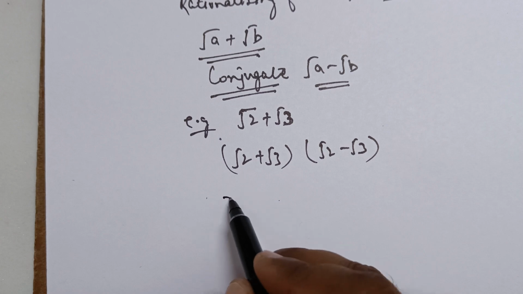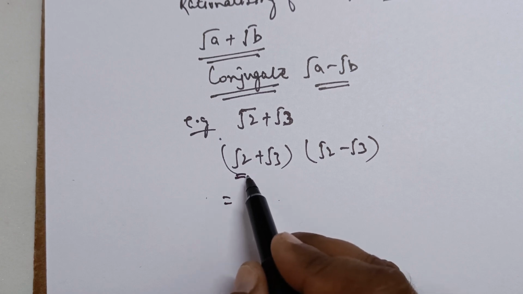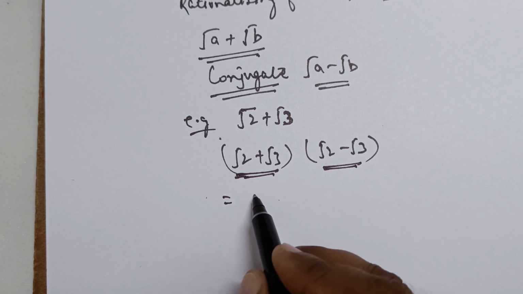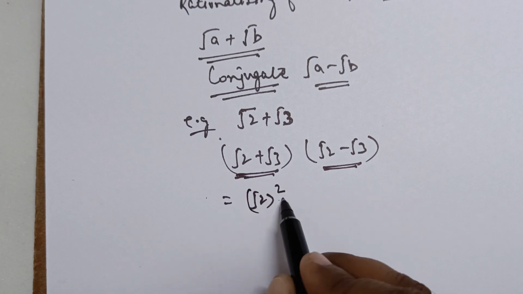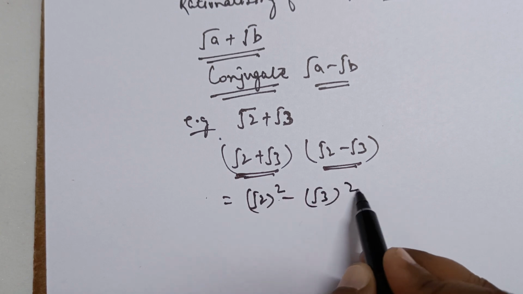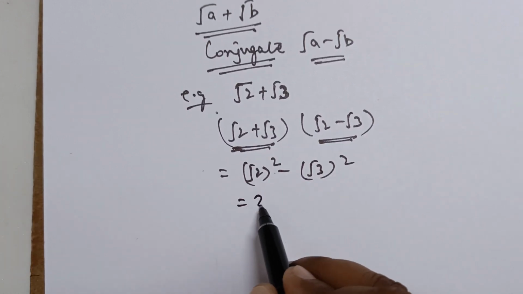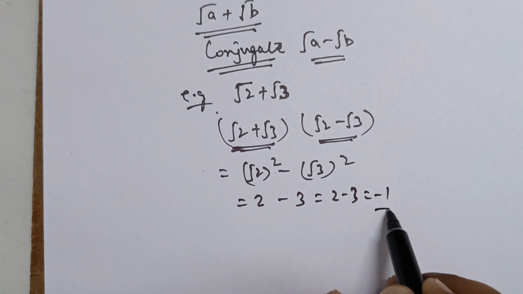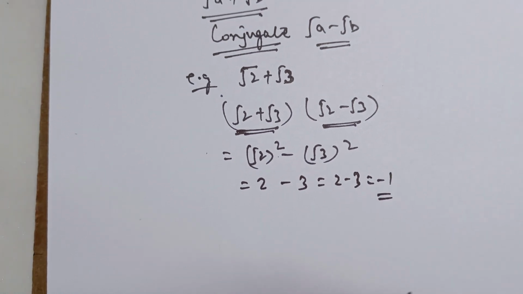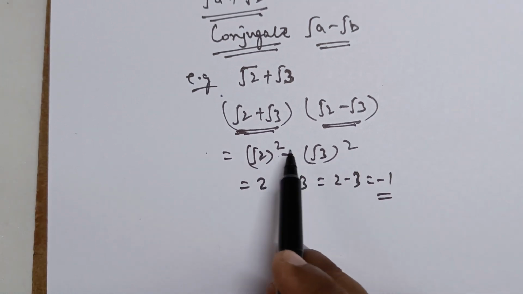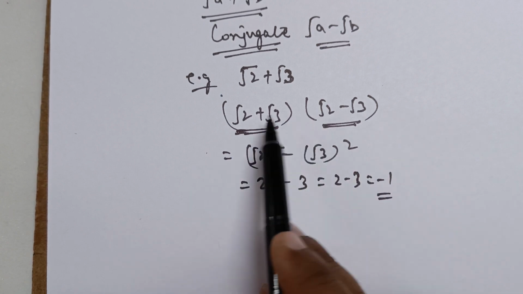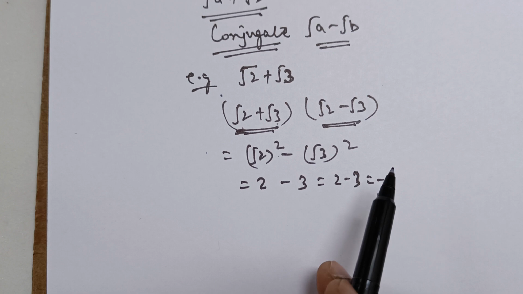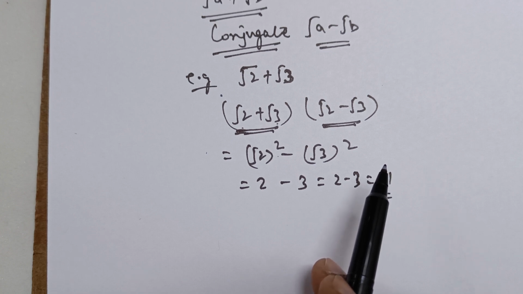Let's do the multiplication. Either you can apply the formula a plus b into a minus b, which is a square minus b square. So root 2 square is 2, root 3 square is 3, 2 minus 3, that is minus 1. So it's a rational number. And if you forget this formula, then you can simply multiply this into this, this into this, this into this, this into this. You'll get the same result. So this is the rationalizing factor.